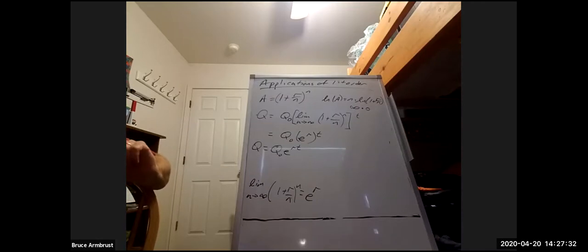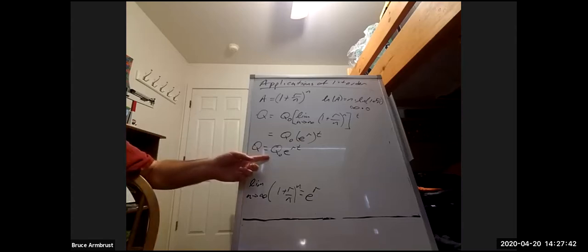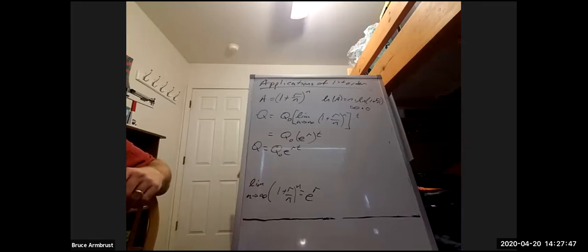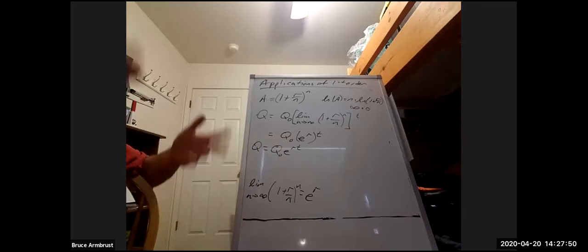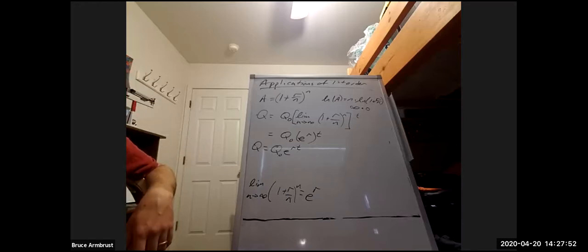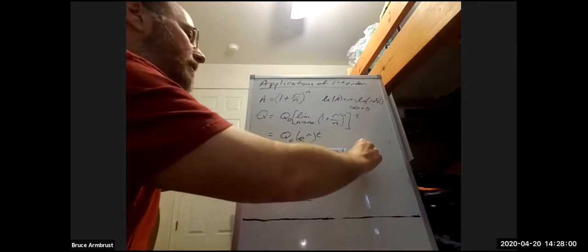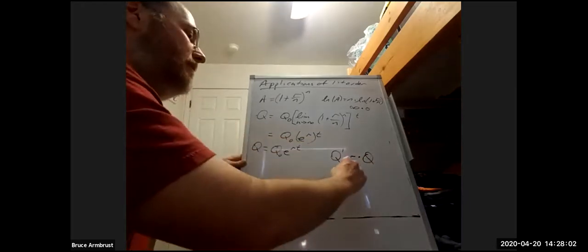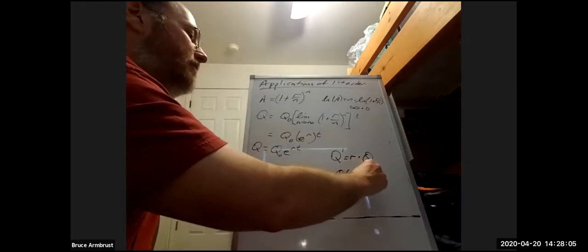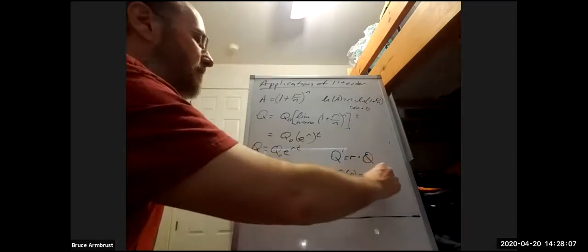So it's a completely different kind of thing, right? I mean, we're looking at money growing continuously, but it leads to exactly the same problem, the same solution as exponential growth and decay. So we can kind of reverse engineer this then, and we can think of the differential equation that this would have come from is Q prime equals r times Q with the initial condition of Q of 0 is equal to Q naught.